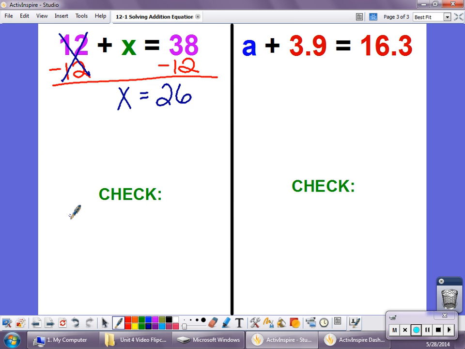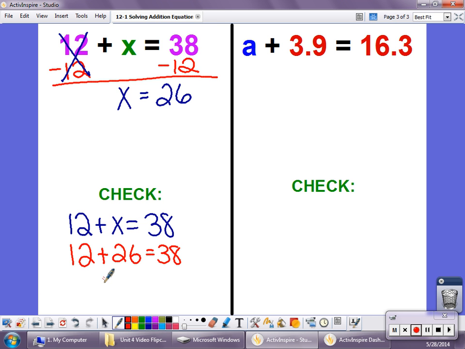Now to check it, go back to your original equation. 12 plus x equals 38. Then we're going to substitute in for a value of x. So we get 12 plus 26 equals 38. And 12 plus 26 is 38. So 38 does equal 38, so it checks out.